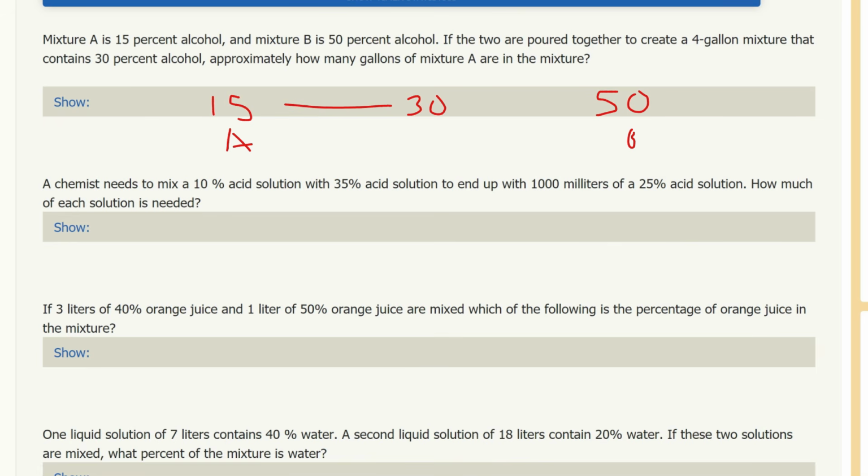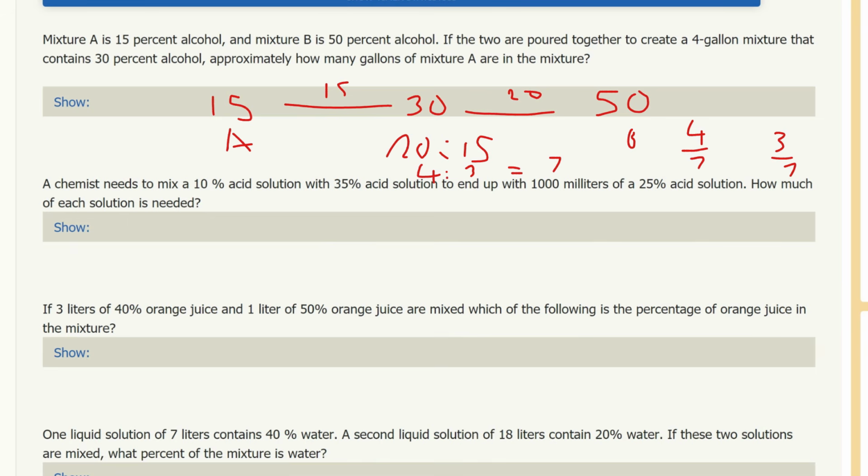The gap between 15 and 30 is 15. The gap between 30 and 50 is 20. Flip those across and you have the ratio 20 to 15, which simplifies down if we divide by 5 into 4 to 3. And if there are 4 gallons in total, we need to break down that total using this ratio. 4 plus 3 equals 7. So the two fractions are 4/7 of it is mixture A and 3/7 is mixture B.